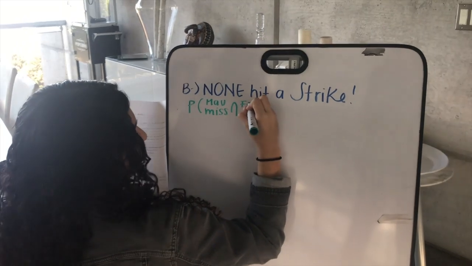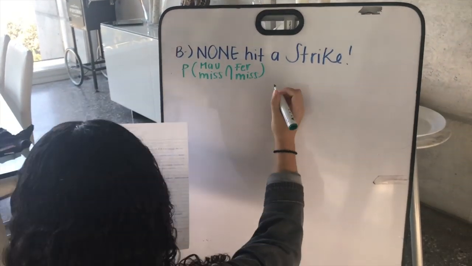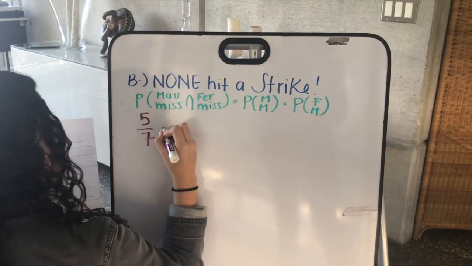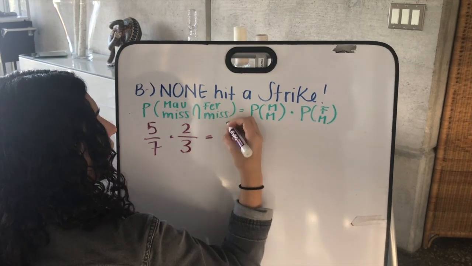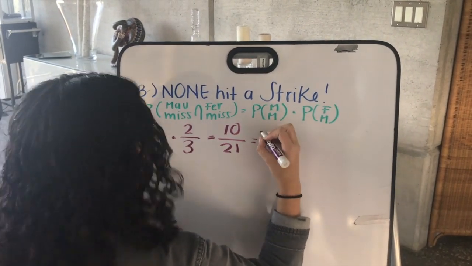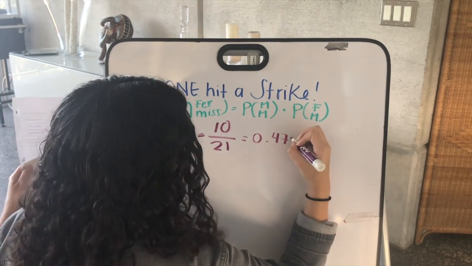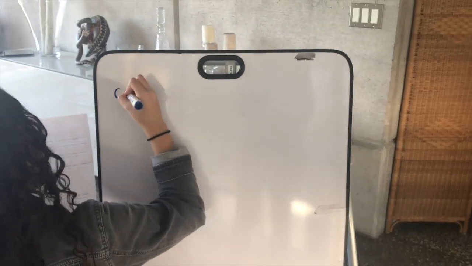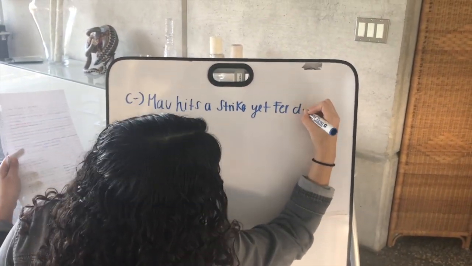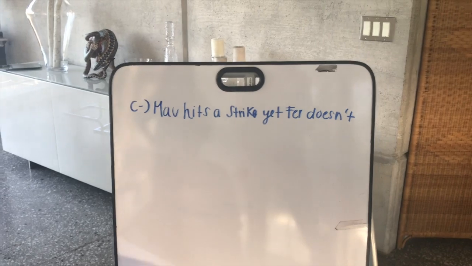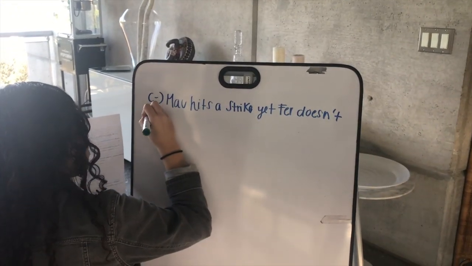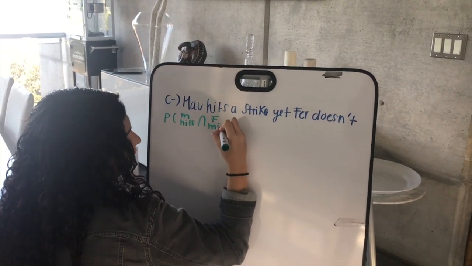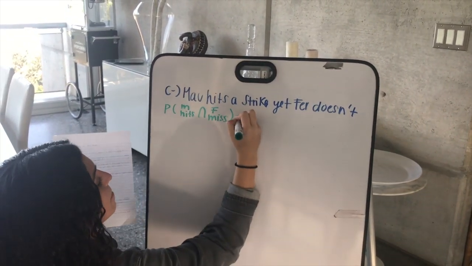Letter B asks us for the probability that none hit a strike. What we're going to do is take the probability that Mao misses and the probability that Fer misses. Those two, you're going to multiply, which is going to be 5/7 times 2/3, which will give us 10/21. Times 100, it'll be 47.61%.